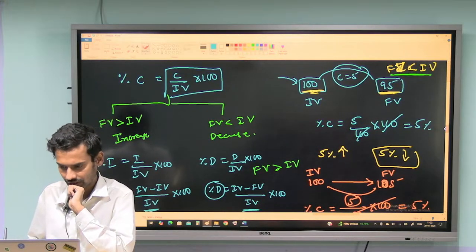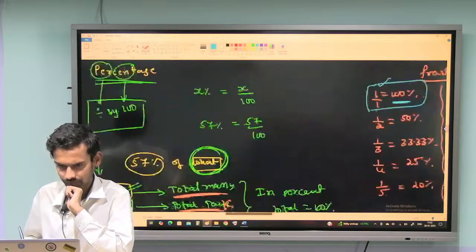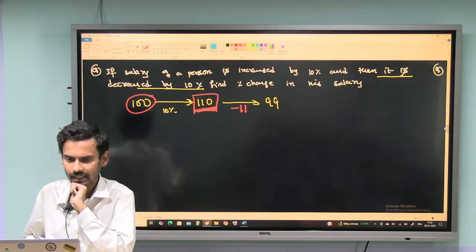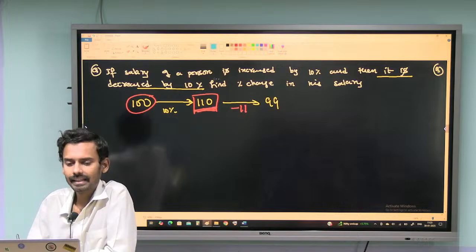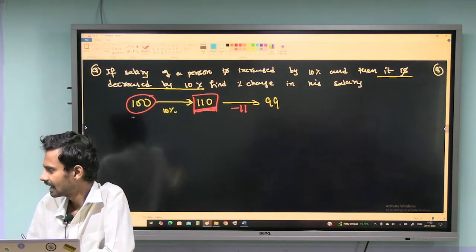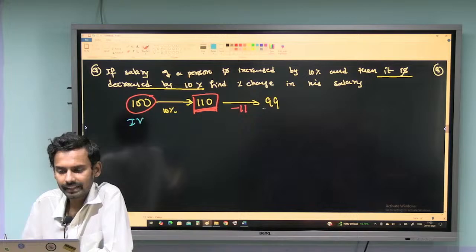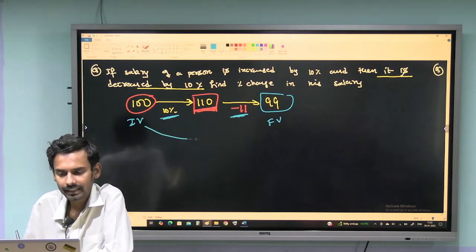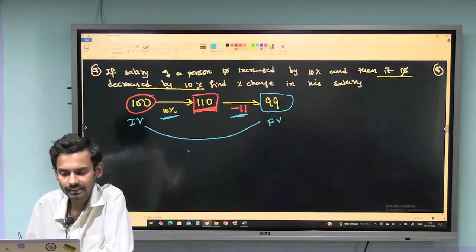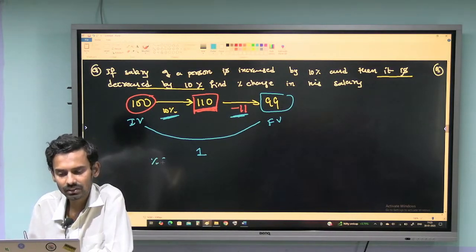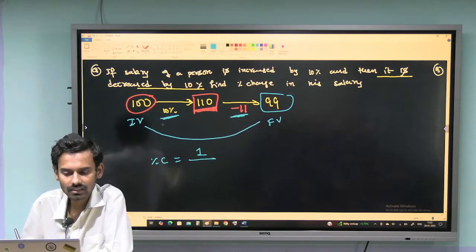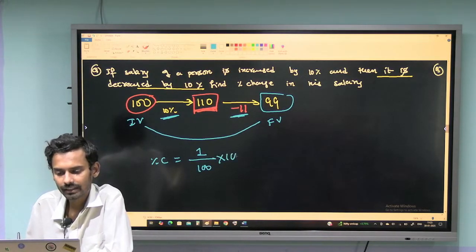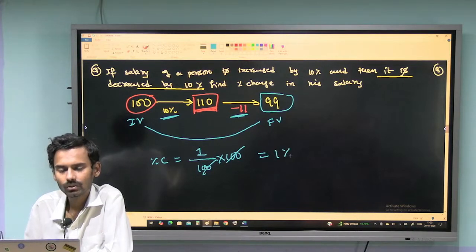So get back to the question now. I was asking about the salary of person A. The initial salary I have taken as 100, and the final salary after increasing it by 10% and again decreasing it by 10%, I got as 99. Now how much is the change? From 100 it has changed to 99. So the change is 1. So percentage change will be change divided by initial value, which is 100, again into 100. If I cancel, I will get 1%.